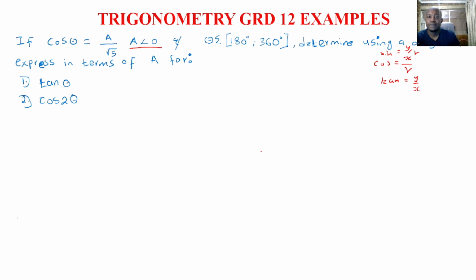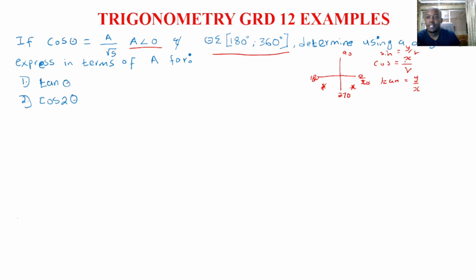And then they said theta is an element of all angles between 180 and 360. So we know from our CAST diagram that here we've got 0, we've got 90 there, we've got 180 there, we've got 270 there, and then that's 0 or 360. So this is between the third quadrant and the fourth quadrant. Okay, that's good.